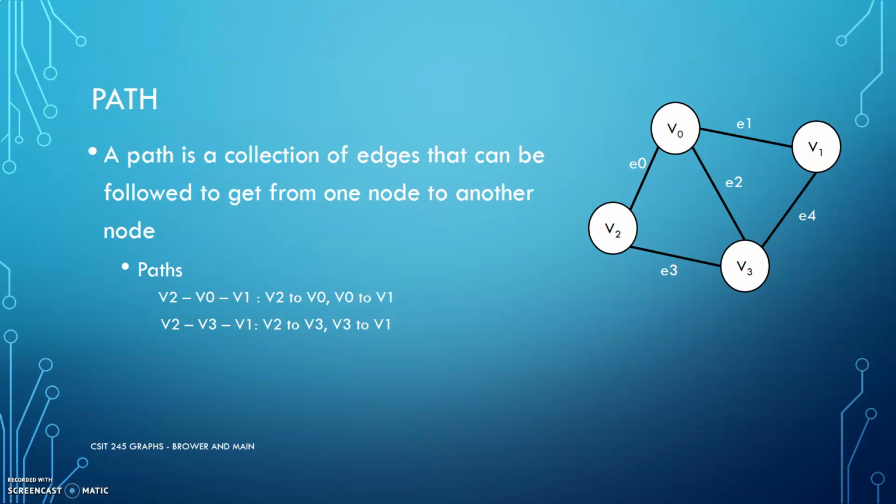There are other ways, but let me just show you one of the other ways. Vertex 2 along this edge to vertex 0, then along this edge to vertex 3, then along this edge to vertex 1. Again, another path that can be taken to go from vertex 2 to vertex 1. So a path would be the collection of edges that can be followed to go from one node to another node.